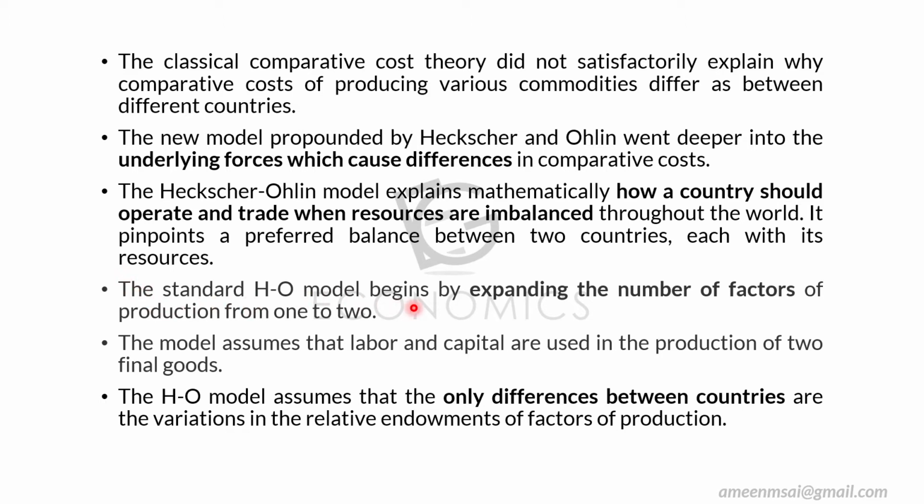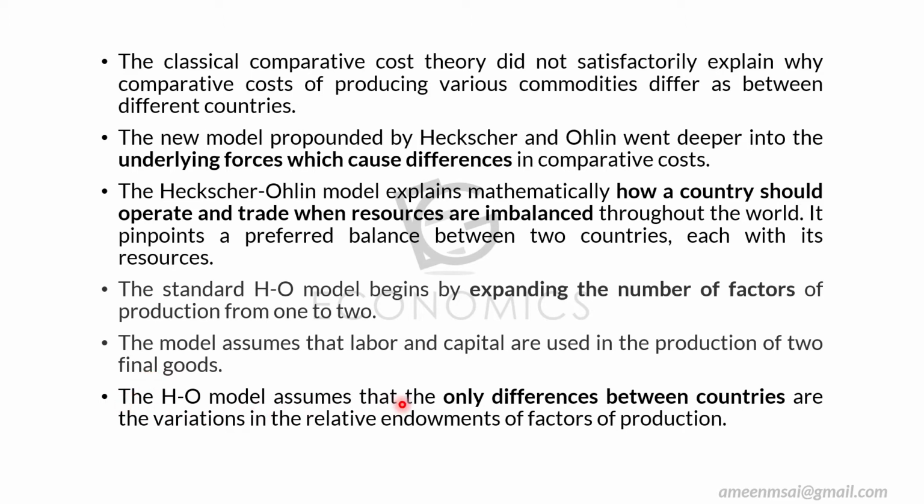The standard HO model begins by expanding the number of factors of production from one to two. In the comparative cost advantage theory, we assumed only one factor of production, but the HO model expands it to two factors of production, capital and labor. The model assumes that labor and capital are used in the production of two final goods. Another assumption is that there are two factors of production and two goods within each country, and the model also assumes there are only two countries.